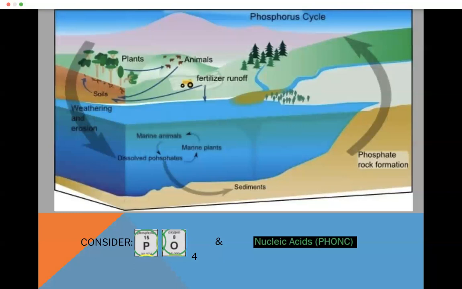Either way, the plants that grow in those soils, or the algae and phytoplankton that grow in those freshwater or marine environments, will absorb the phosphorus. They'll use it to make their nucleic acids. You see that down here, DNA and RNA. And they will pass that phosphorus around food chains. Animals that eat those plants, when they poop, their poop tends to be rich in phosphate, and that will enter soils, hopefully, and fertilize more plant growth in a cycle.